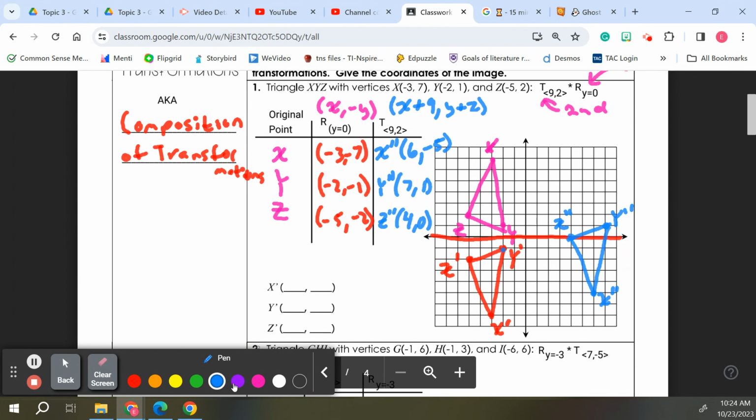All right. So our final answer here is going to be everything with the double prime, because that is the finished sequence of transformations. So this is going to be (6, -5), (7, 1), and (4, 0).